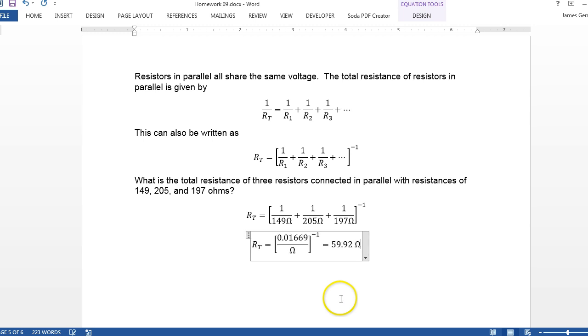Now one thing you'll notice here: this 59.92 ohms, the result of adding up all these resistors in parallel, is less than any one of these. And that is always going to be true. The result of adding resistors in parallel is going to be less resistance than the smallest of the resistors you're adding in parallel. Why? You're giving the current options. And because the current has options, the total resistance is now less. And that's it for this problem.